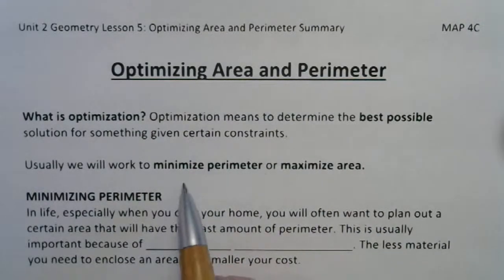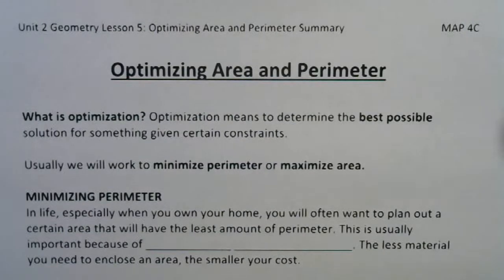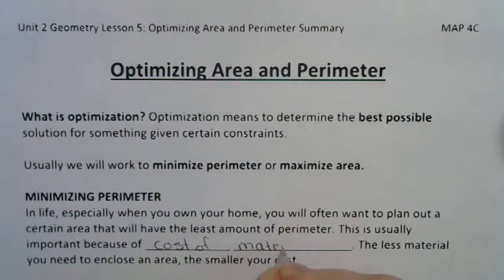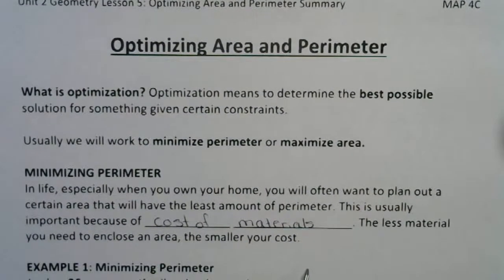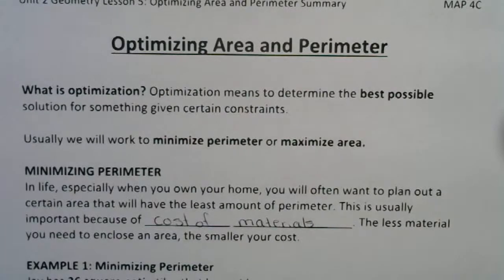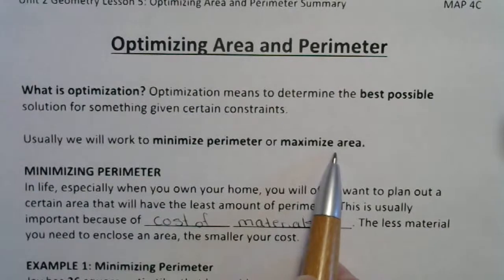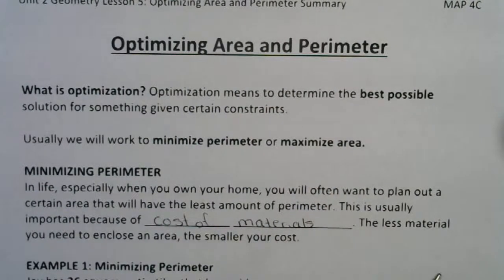And the reason for that is minimizing perimeter. If we have a large perimeter, then we're going to need more materials. So it's usually important to minimize perimeter because of the cost of materials. Basically, if we can minimize the perimeter, then we can minimize the amount of materials, and therefore we can minimize the cost of them. If we want to maximize the area, what that means is we want more space. So having these two things together, minimizing perimeter while maximizing area, is optimally our best solution.